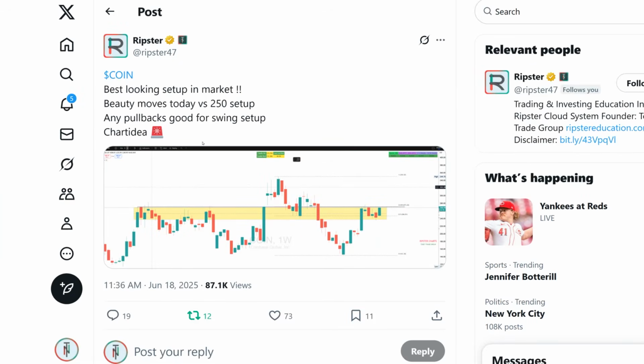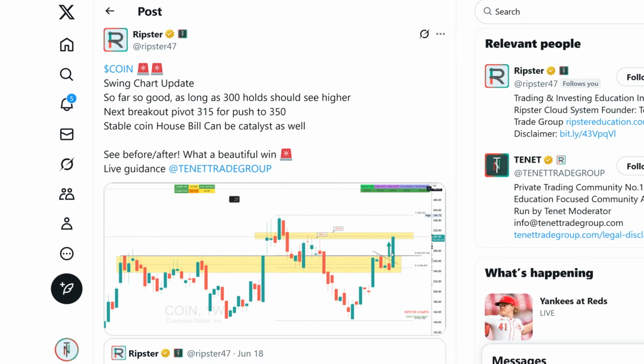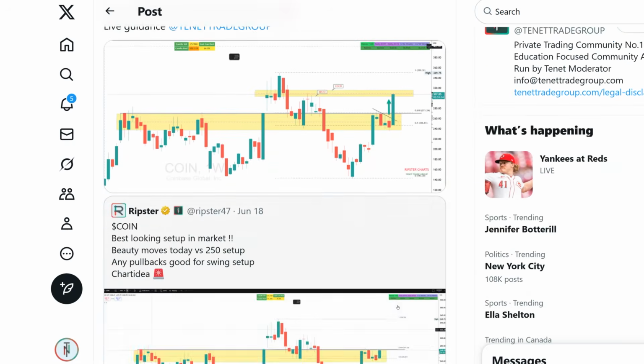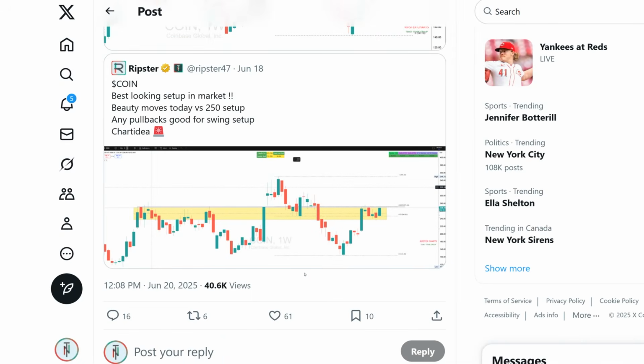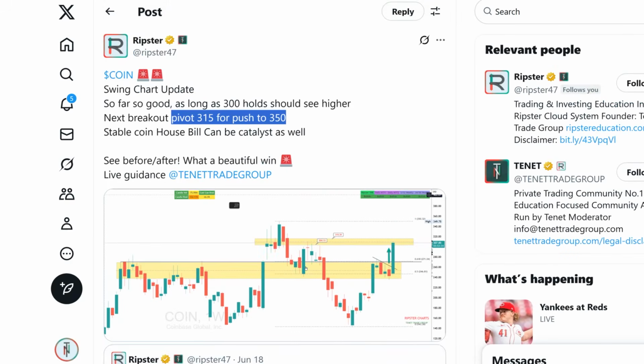And this was a weekly chart, right? So beautiful moves, good swing setup, chart idea, and then we started to push. We broke out that day only, and we started to push. And I told the traders that if 300 holds, we hit 300. With 300 holding, we should see higher. Next breakout 315 for a push to 350. So I gave that target of 350 on June 20th. So you swing it, your risk is 300, you buy the calls, whatever you want to do.